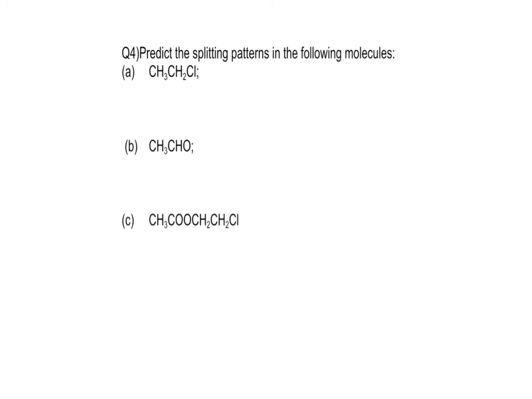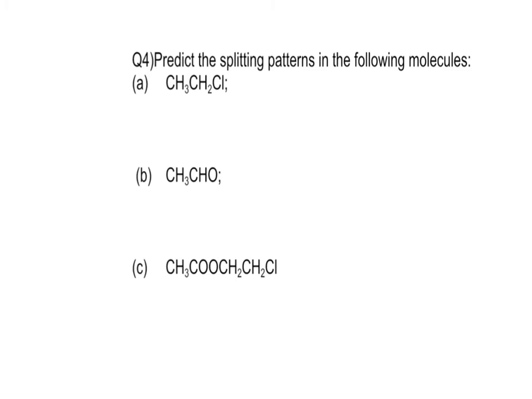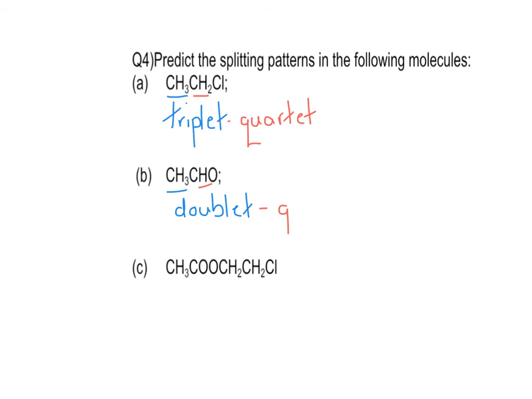Patterns in the following molecules. Now, I'm looking to see what's beside it. So these 3 hydrogens are adjacent to a CH2, so they are definitely going to be split into a triplet. Then the 2 hydrogens are adjacent to a CH3, so that peak will be split by the CH3 into a quartet. The 3 hydrogens here are adjacent to 1 hydrogen, so this peak will be split into a doublet. We have got 1 hydrogen here, which is adjacent to 3, so this peak will be split into a quartet.